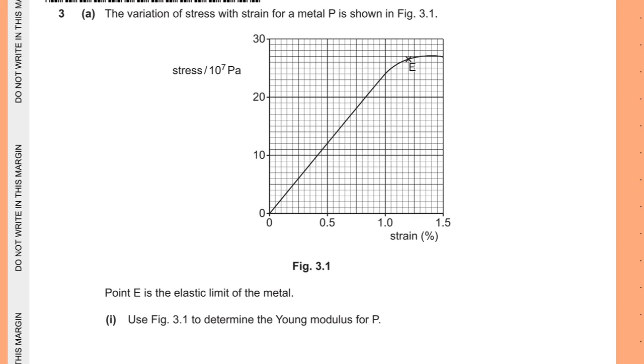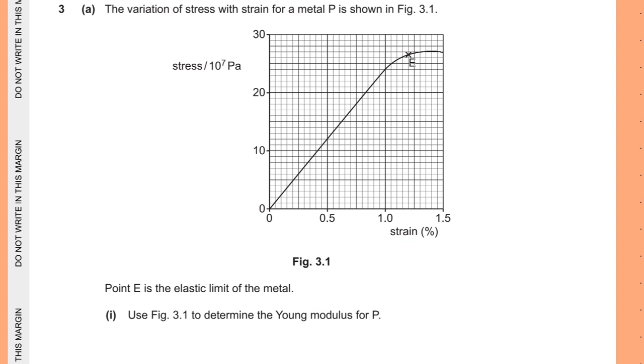Let's have a look at question number 3 now. So you have a stress strain graph which is given. In questions like these, it's important to look at the prefixes. So this is 10 to the 7 pascals, and this is percentage strain basically. Point E is the elastic limit of the metal. Use 3.1 to determine the Young modulus for P.